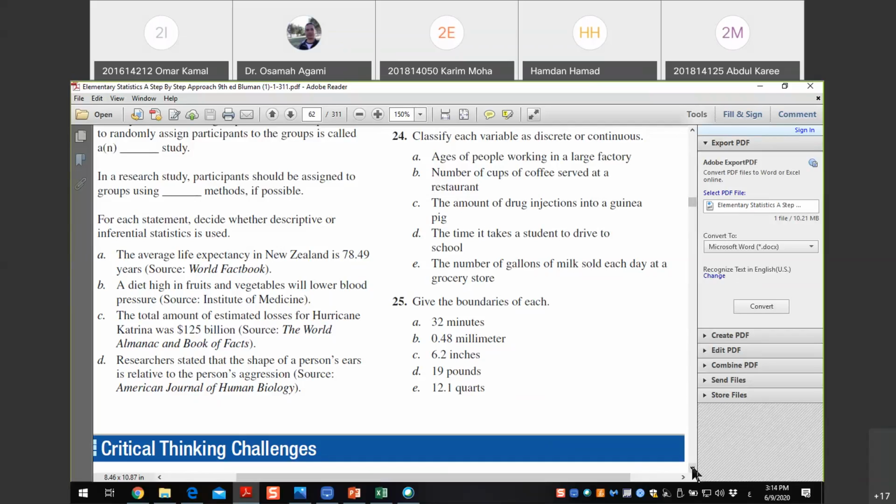The number of gallons of milk sold each day at a grocery store. Remember, this is not the volume of the milk. This is the number of gallons. So it can differ. So yes, it's discrete. Excellent. The number could differ, so there is a gap between today and tomorrow. So you cannot have point something from the number of gallons, right?